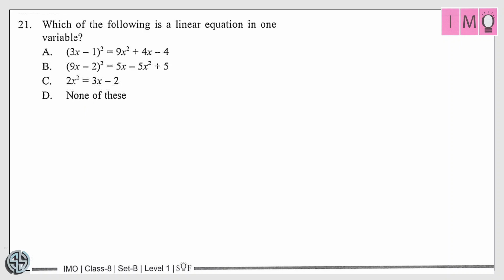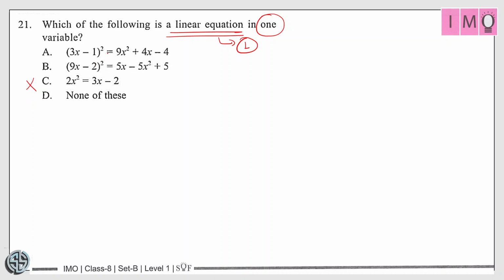Let's move to the next question. Here, which of the following is a linear equation in one variable? So what is a linear equation? If the degree of an equation is 1, it is called a linear equation, and in one variable means there will be only one variable. Degree means the highest power of the variable must be 1. Okay, so if you see, option C is definitely not a linear equation.